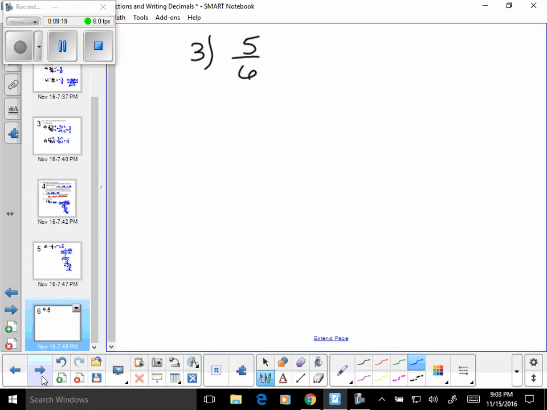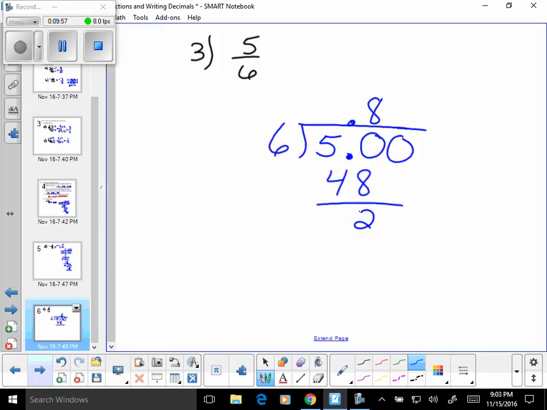You try, you hit pause, and you do C. And then I'll show you how it looks. The 6 is going to go outside. The 5 is going to go under the bracket. Now you can probably guess that this will probably be a repeat because 3 was a repeat in example 2 and 6 is a multiple of 3. So a lot of our 6's do repeat. 6 does not go into 5, but it will go into 50 8 times. That's 48. I subtract and get a 2.